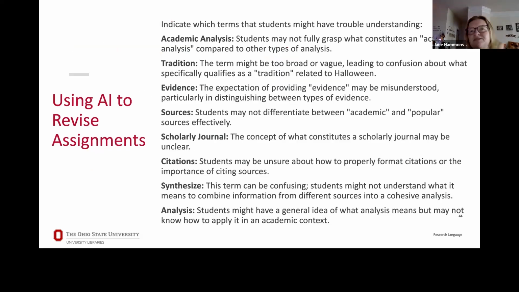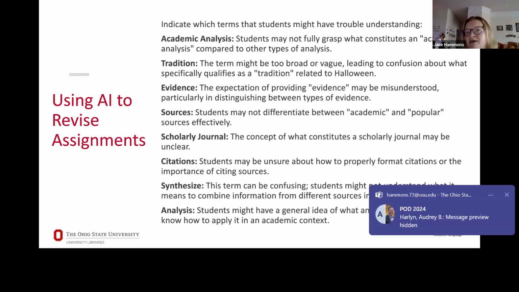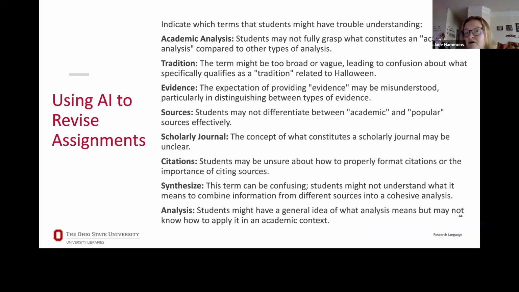I also did something slightly different. The first time I told it which words they were having trouble with. This time I asked it to analyze this assignment as if you were a first-year student. What are the terms that students would have trouble identifying? And this is the list of terms that it said that students would have trouble identifying. And I thought this was pretty good, right? It said that students wouldn't know what academic analysis meant. They might not know what tradition meant, or evidence, or sources, or scholarly journal. So it did a pretty good job of going through and highlighting for me, these are the terms that students might have trouble with. So I thought that was just an interesting use of how you might be able to use AI tools to help you clarify language for students.